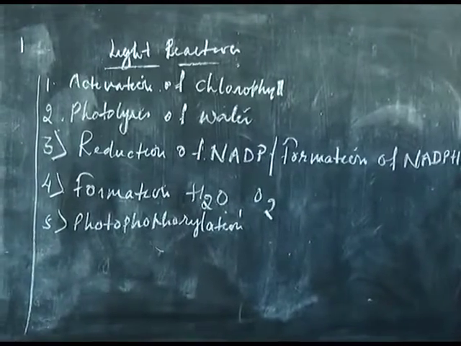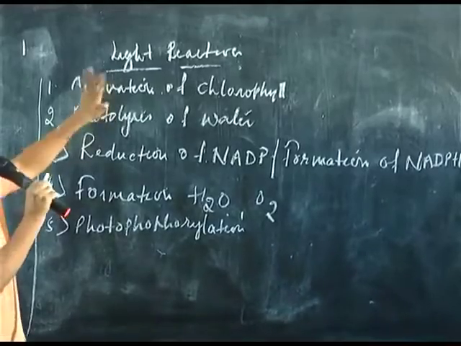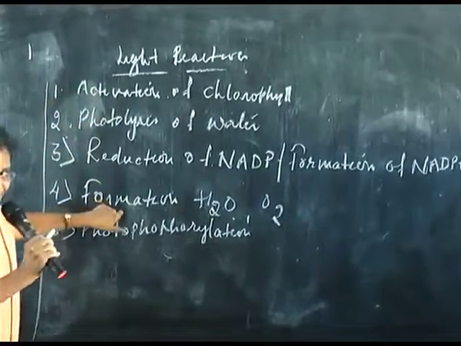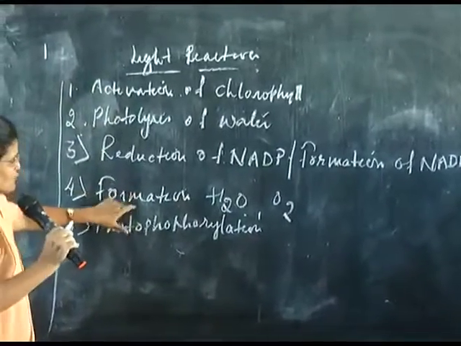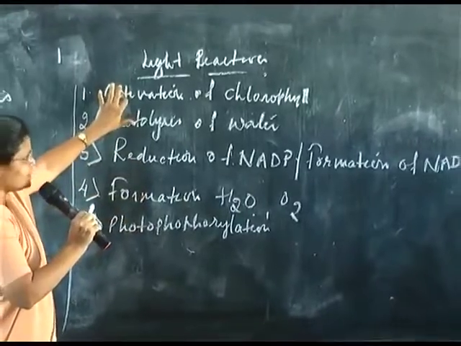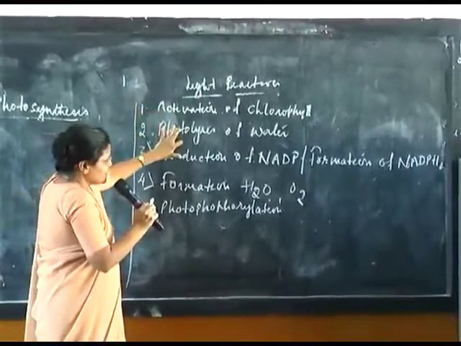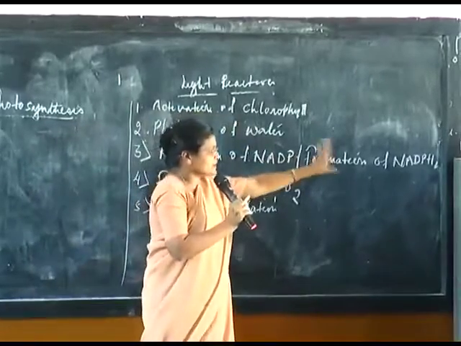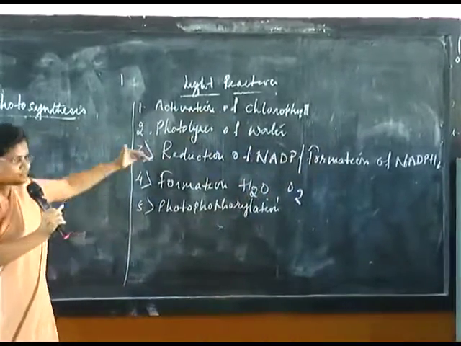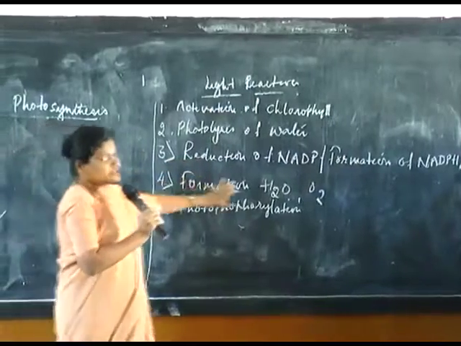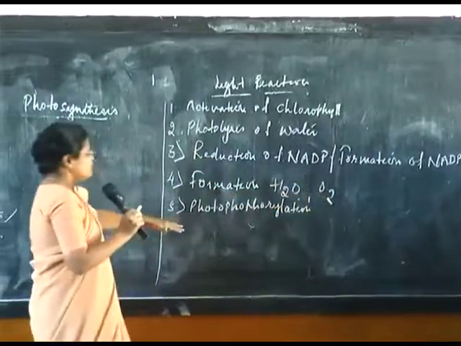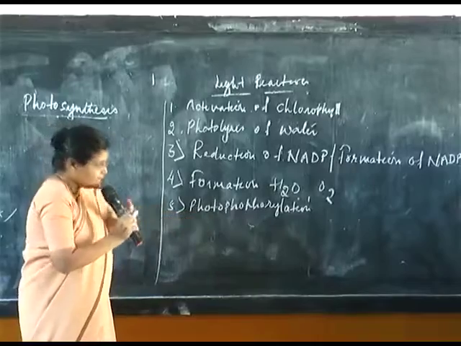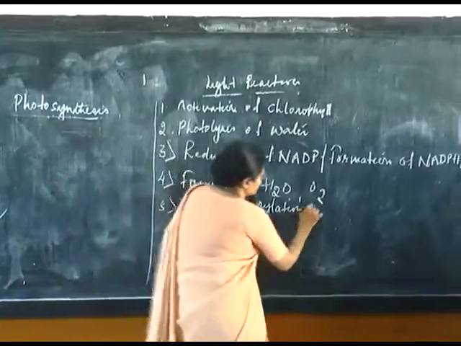I repeat, children, the light reaction contains 5 steps. This is not in your book, but I'll tell you how this is formed. Activation of chlorophyll, photolysis of water, reduction of NADP or formation of NADPH2. It's one and the same. And the formation of water and oxygen. Number 5 is your photophosphorylation or the formation of ATP.